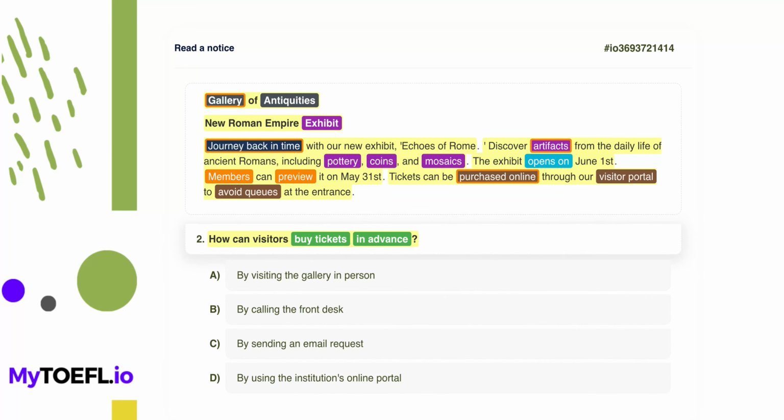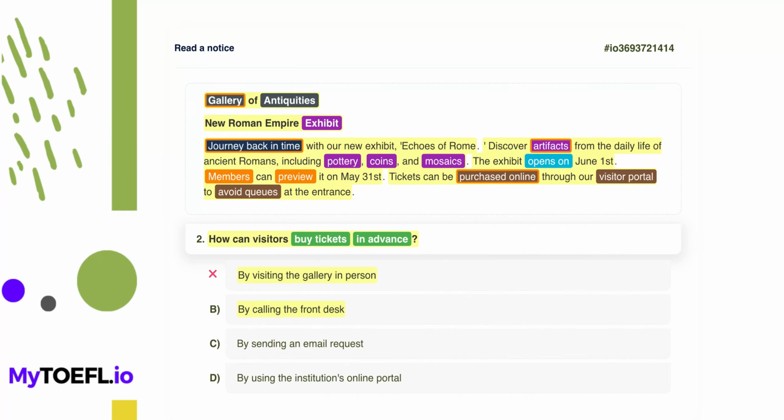Let's take a closer look at option A. By visiting the gallery in person, option A suggests going to the gallery. While you can usually buy tickets at the door, the text encourages buying them online to avoid queues at the entrance, implying that buying in person is the alternative to buying in advance. The question specifically asks for the in advance method mentioned to avoid the lines. Thus, this is incorrect.